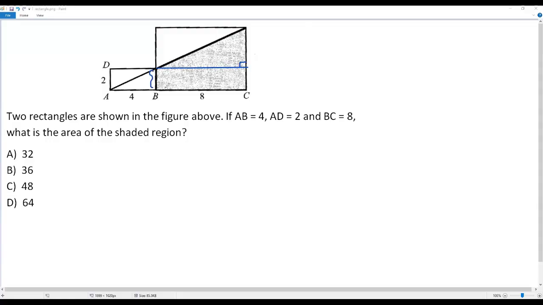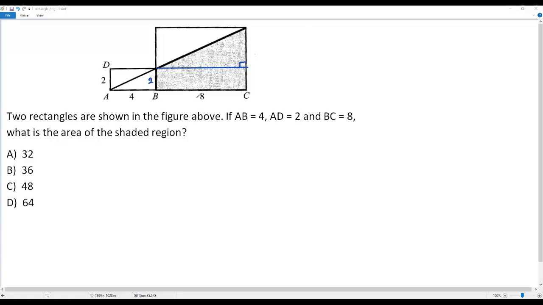Okay, now let's consider the length of AD, that is 2. Then what is the length of this part? This is also 2. Because this is a rectangle, then opposite sides are parallel and equal in length. And since this length is 2 and this length is 8, the length of this rectangle is 8 and the width of the rectangle is 2.